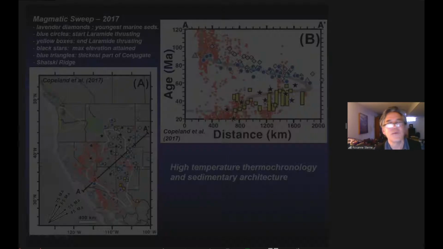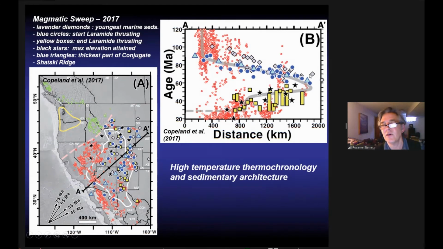So the youngest marine sediments are these lavender diamonds. And then the blue circles are the thrusting, so Sevier and Laramide thrusting and basement uplifts. And then these orange boxes are the extensional basins. And what's interesting here, these stars are indications of high topography. And that's really what I want to get at here.